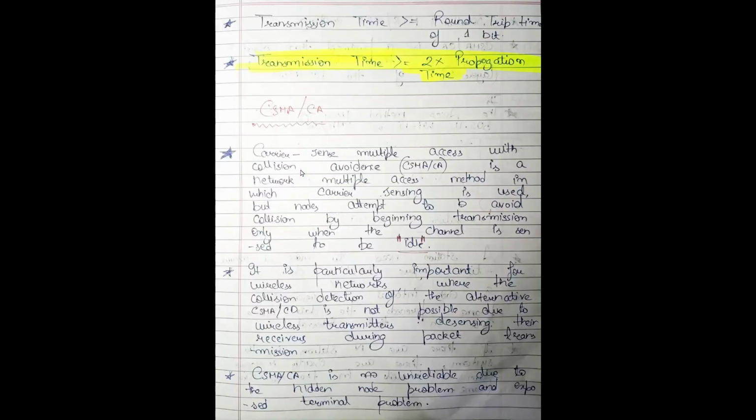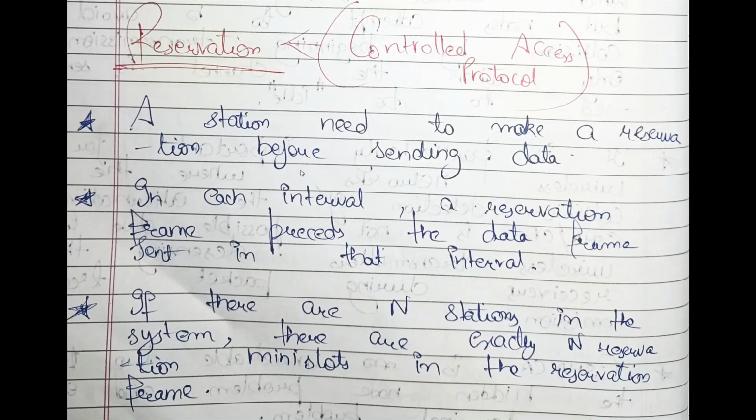So looking at the first controlled access protocol, that is reservation. Basically a station needs to make a reservation before sending data. As an analogy, just as we make reservations to book train tickets before going somewhere, we have to reserve a train seat. So it is sort of like that. In each interval, a reservation frame precedes the data frame sent in that interval. I'm going to explain this point a little bit later.